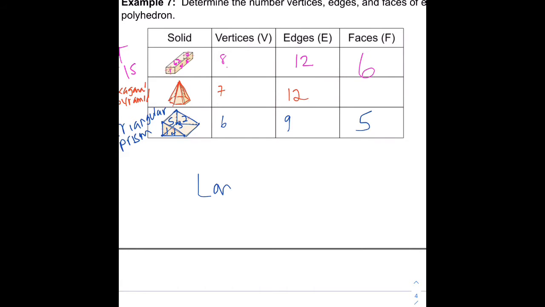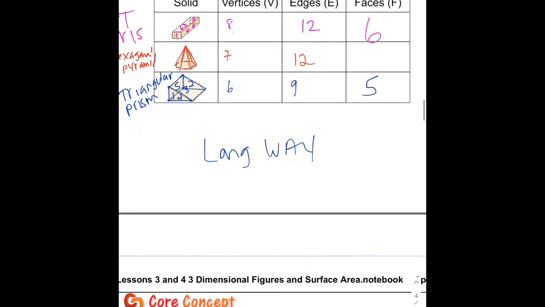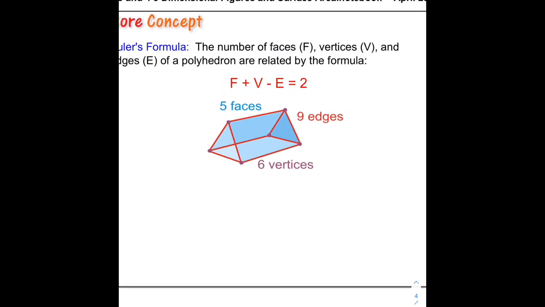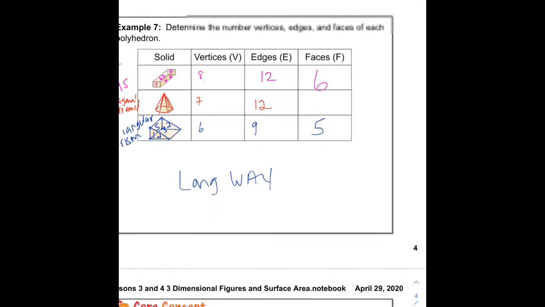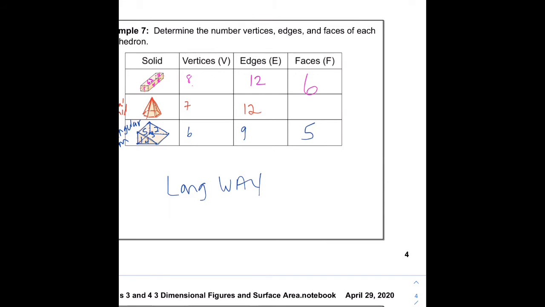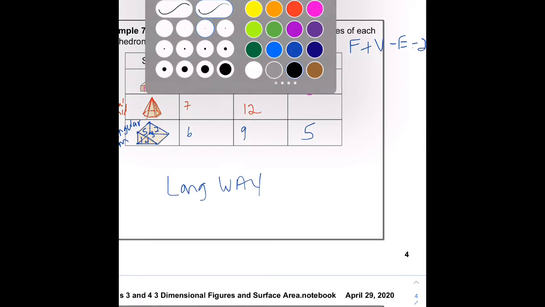Now, what I just did was the long way. I physically counted each of those. But we do have Euler's formula, which tells us that we have this relationship that works all the time. The faces plus the vertices minus the edges are always 2. Let's verify. So Euler's formula tells us if we take the faces plus the vertices minus the edges, it equals 2. Let's see if that holds true.